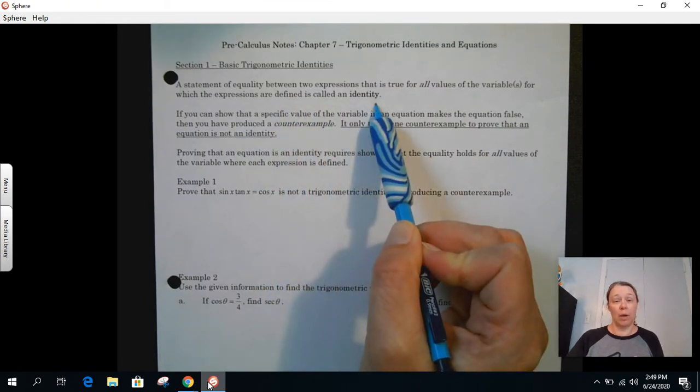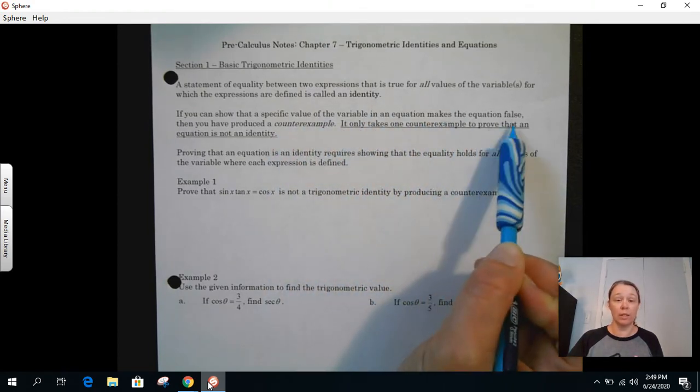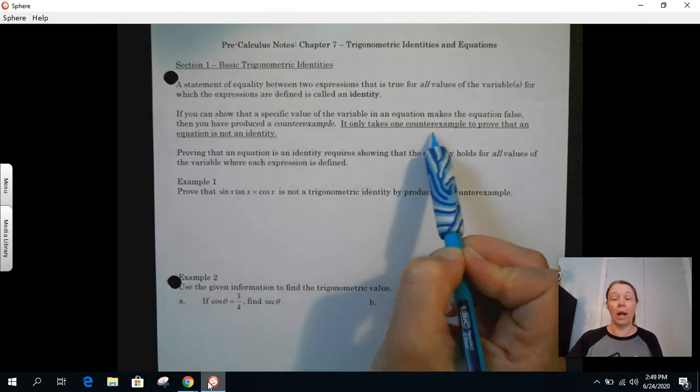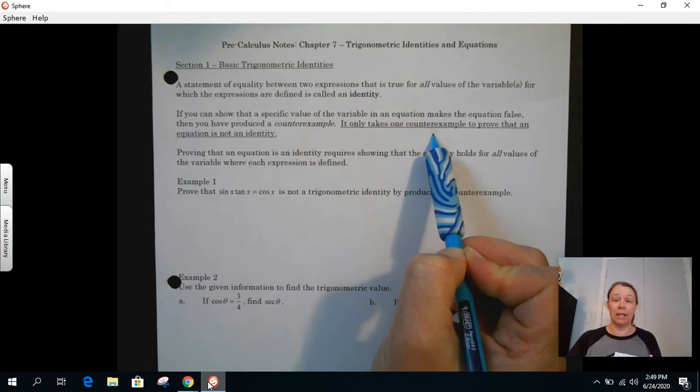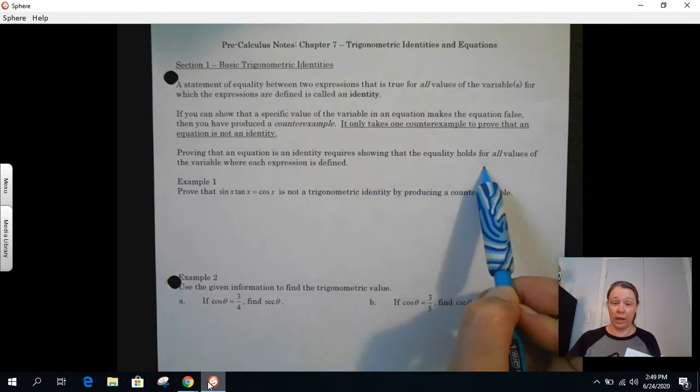So the first thing we're going to talk about is, well, what if it's not true? If you can show a specific value of the variable in an equation that makes the equation false, then you have produced a counterexample. It only takes one counterexample to prove that an equation is not an identity. So if it doesn't work for one value, it's not an identity. It has to work for every value in order for it to be an identity. So we'll use variables if we're trying to prove something is an identity. Proving an equation is an identity requires showing that the equality holds for all values of the variable where the expression is defined.